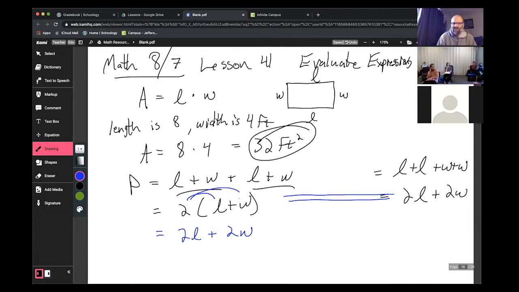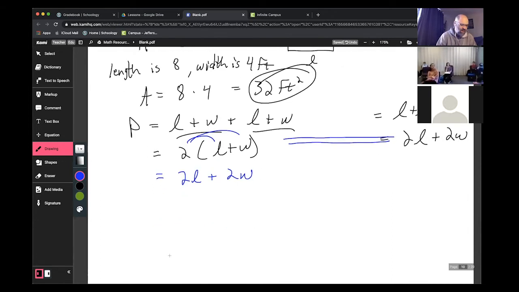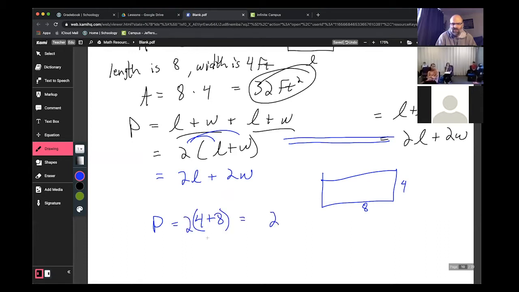Now, sometimes it's just easier to add the L and the W and then double it. That's fine, but you can do it either way you want. Let's try it both ways. Let's use this example. If we have our rectangle, which is an 8 by 4 rectangle, and I want to find the perimeter, I can just go 4 plus 8, then multiply by 2. So 2 times 12 equals 24.